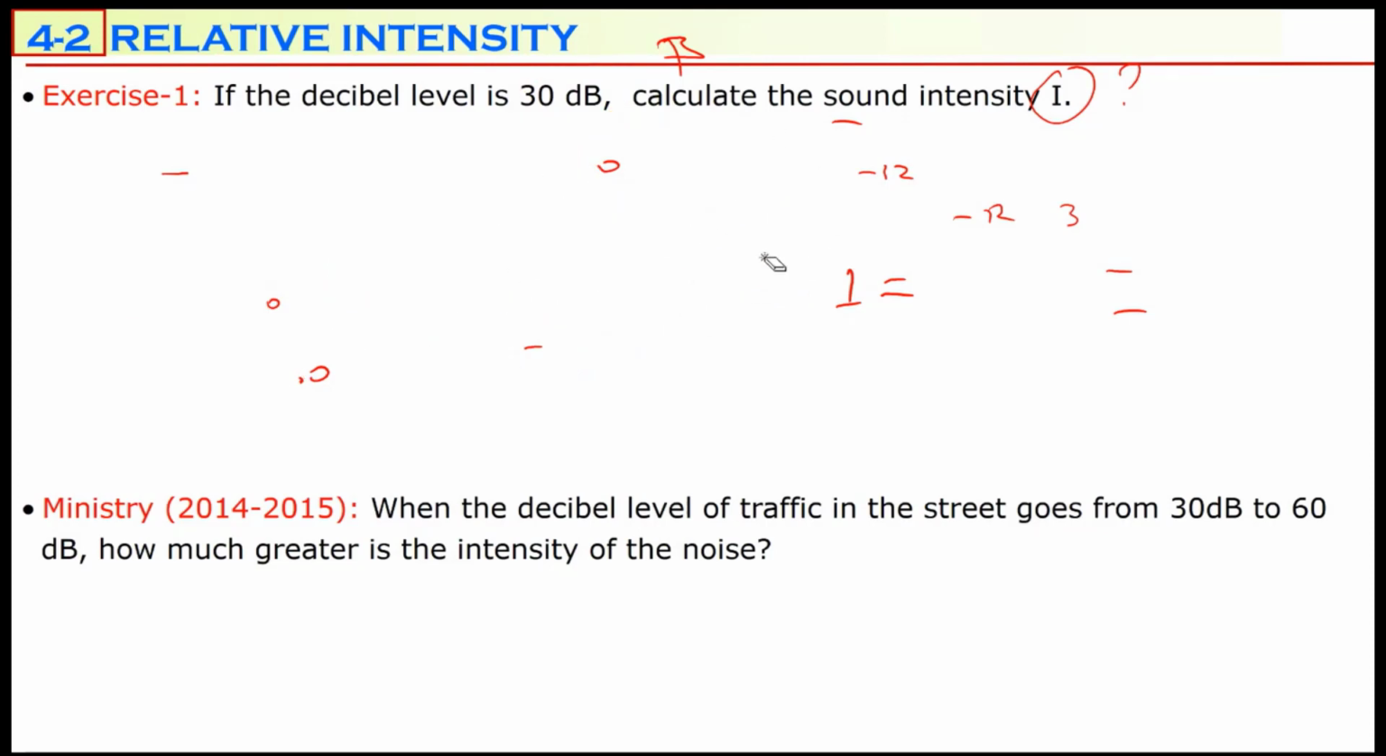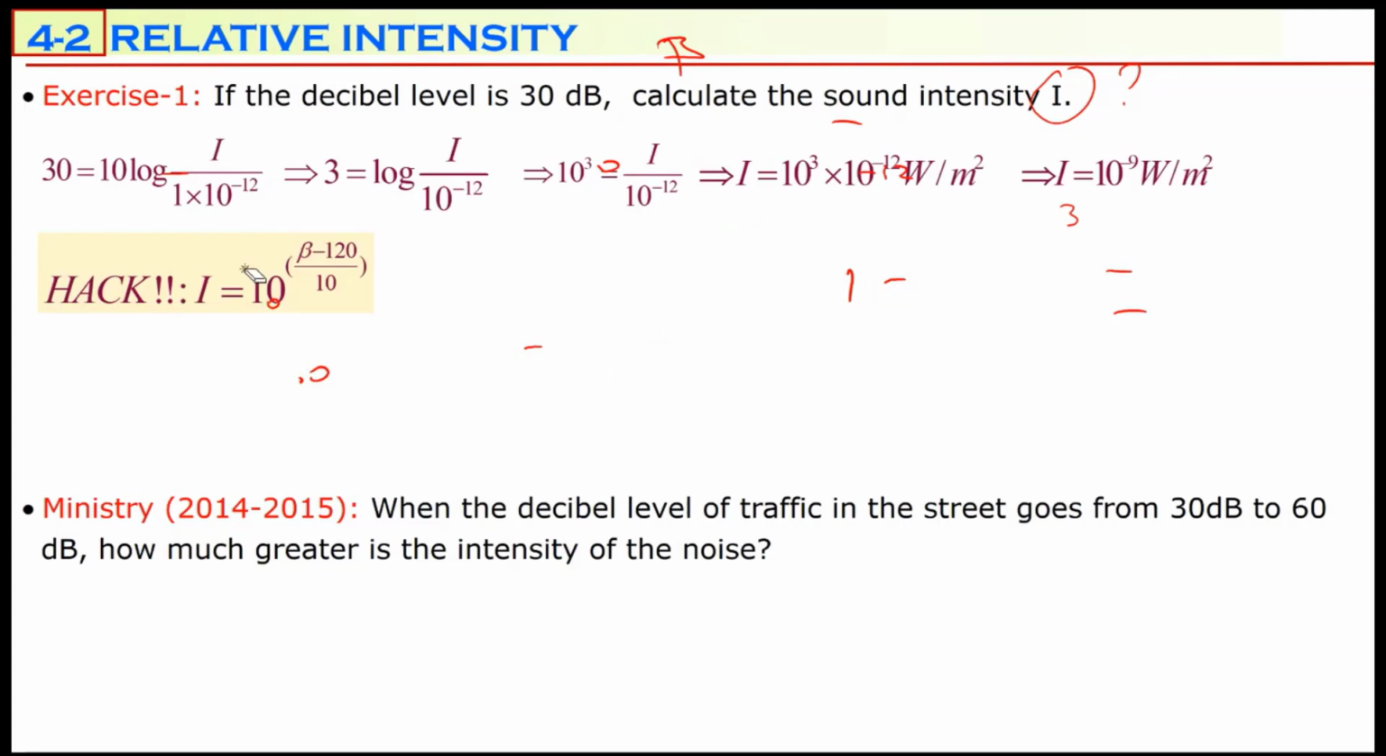Okay, the hack is this one. Normally we calculated it using logarithmic operations, as you learn in maths, and got 10 to the power of -9. Or if you don't know logarithm, just put the beta in here. So I is going to be 10 to the power of, in the bracket, because it is the power exponent, beta minus 120 divided by 10. But beta minus 120 must be in brackets because you are going to divide both of them by 10.